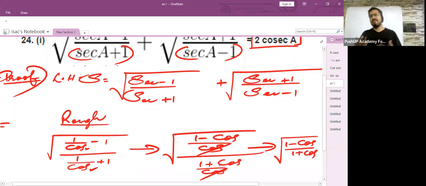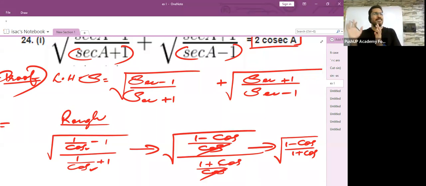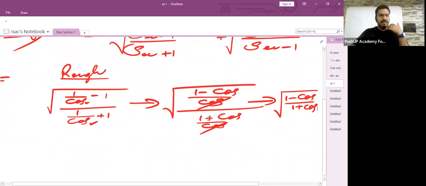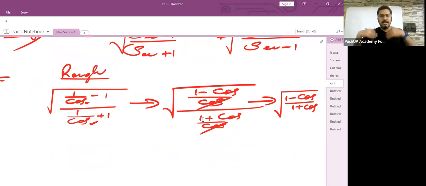Now you'll get some fresh air to breathe. Now you know what to do next. If you want to convert that 1 plus cos into sine function, what do you have to do? Multiply the denominator and numerator with 1 minus cos. Clear with the idea, online students? I'm just sharing ideas with you. This is not the solution. This is not the direct solution which I am sharing with you guys.